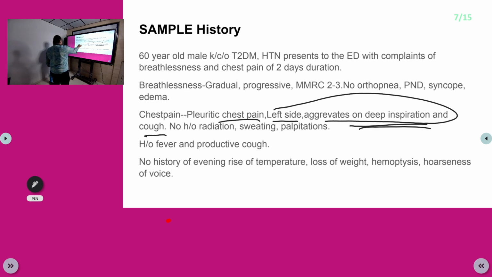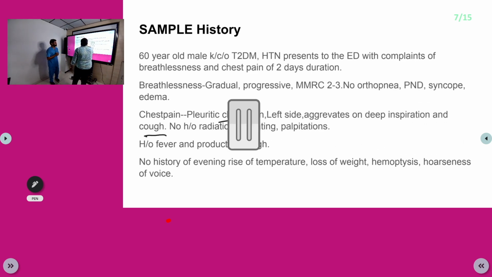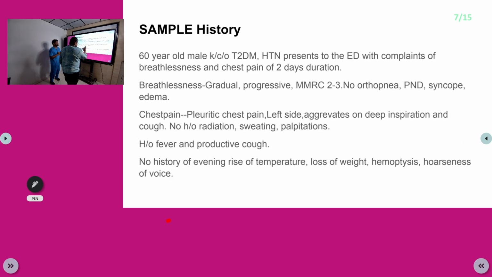So again, from whatever you have seen on the X-ray, definitely there will be some pleural irritation. So on top of that, he is developing this. That is the reason why we have taken the history. So the chest pain here is more in favor of a pleuritic chest pain, so unlikely to be a cardiac cause of chest pain.